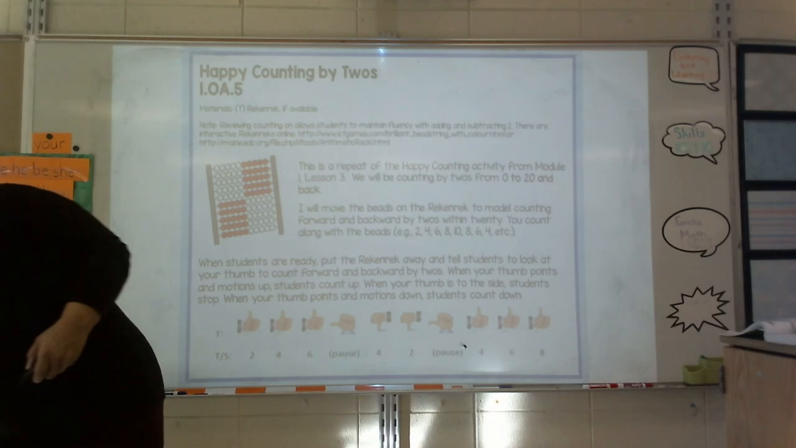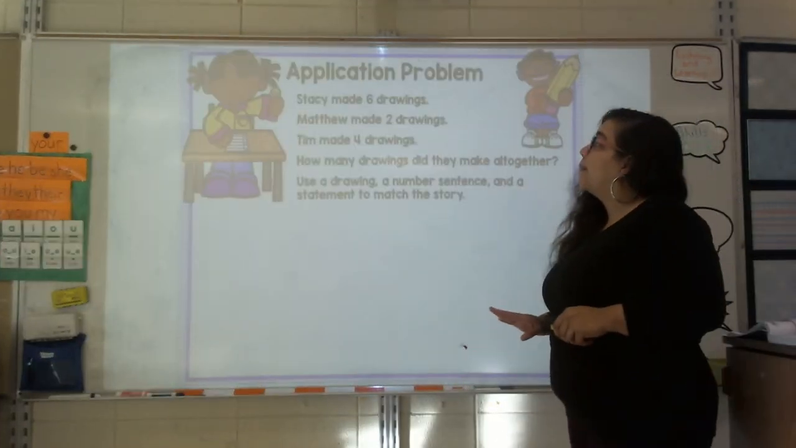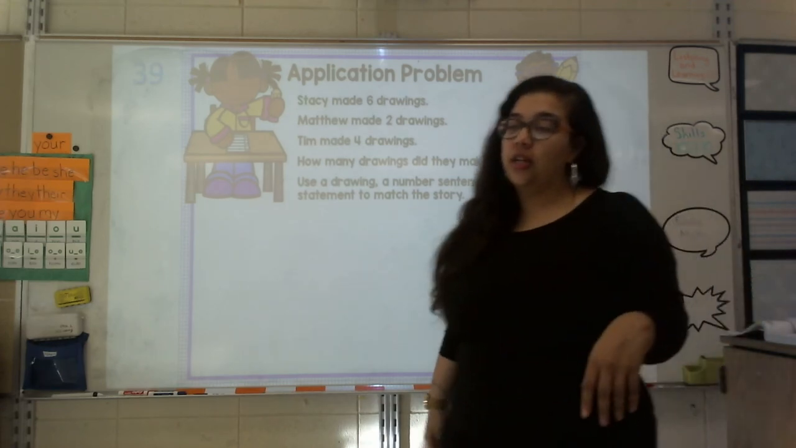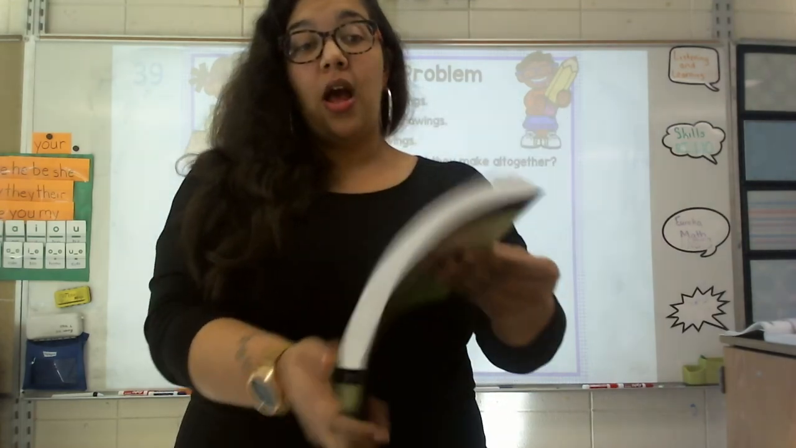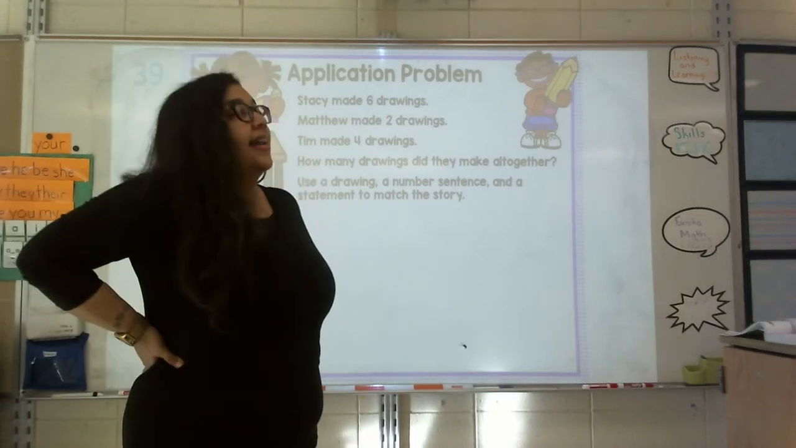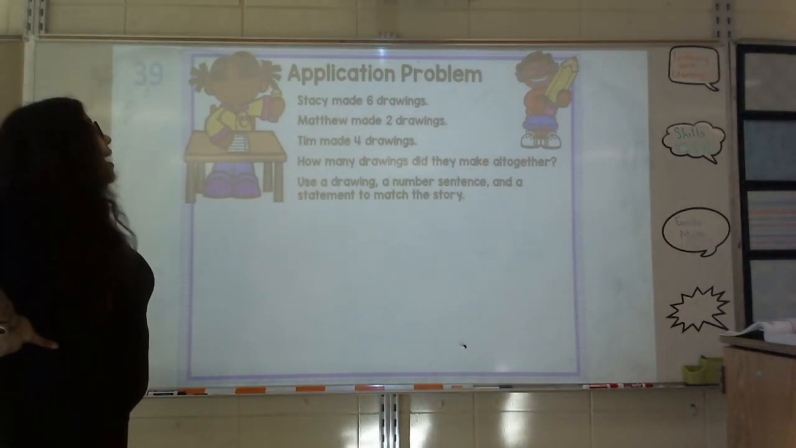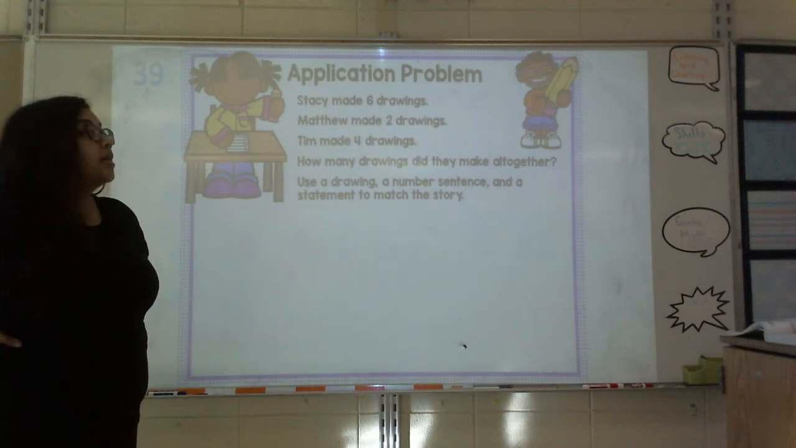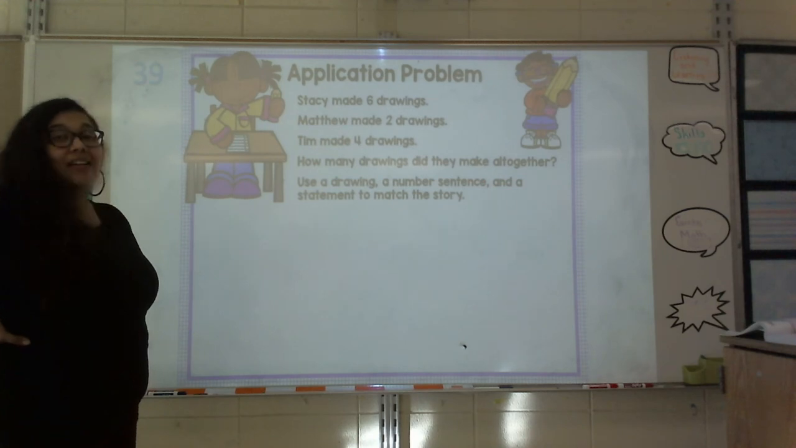All right, so now that we're all warmed up and our brains are thinking numbers, let's get into our application problem, which is on page 39 of that lovely newish Learn book, because we're now all the way into lesson 7. So we've been doing this for almost 2 weeks now. And it reads, Stacy made 6 drawings. Matthew made 2 drawings. Tim made 4 drawings. How many drawings did they make all together? Use a drawing, a number sentence, and a statement to match the story.